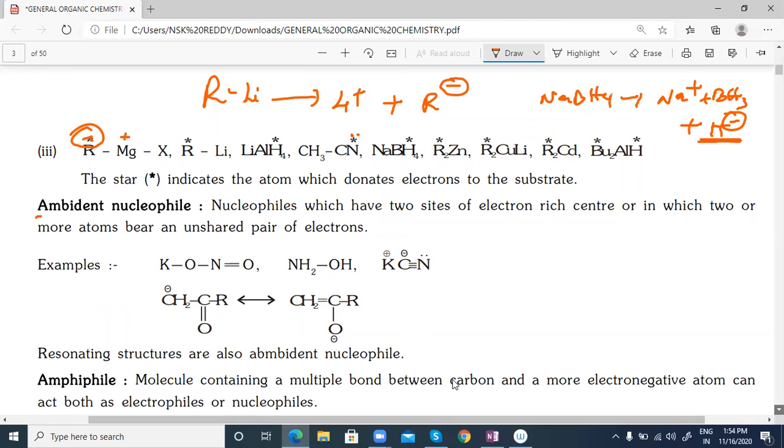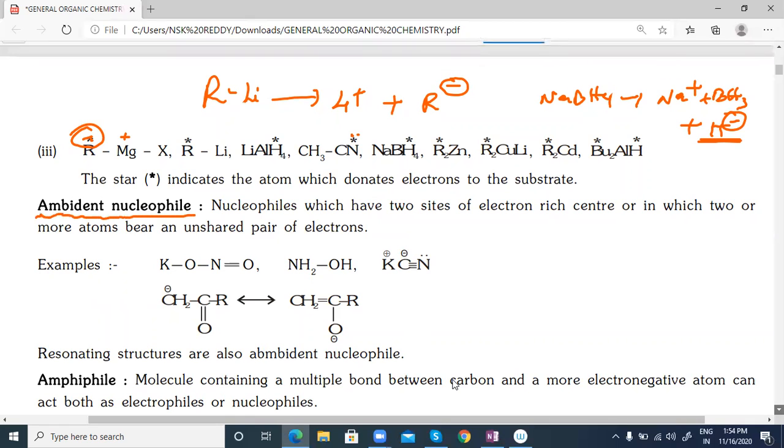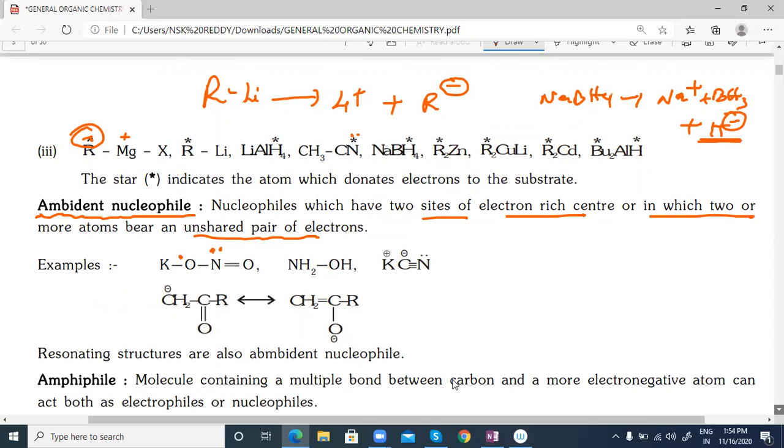Okay, ambident nucleophiles. You can see these types of things. A nucleophile which has two electron rich centers, or in which two or more atoms bear an unshared pair of electrons, so two or more donor atoms are there, those we call ambidentate nucleophiles. Here it can donate from nitrogen or oxygen, either can donate. That's why there are two nucleophilic centers. Here also nitrogen or oxygen can donate. Here carbon or nitrogen, anyone can donate. That situation we call an ambidentate nucleophile.